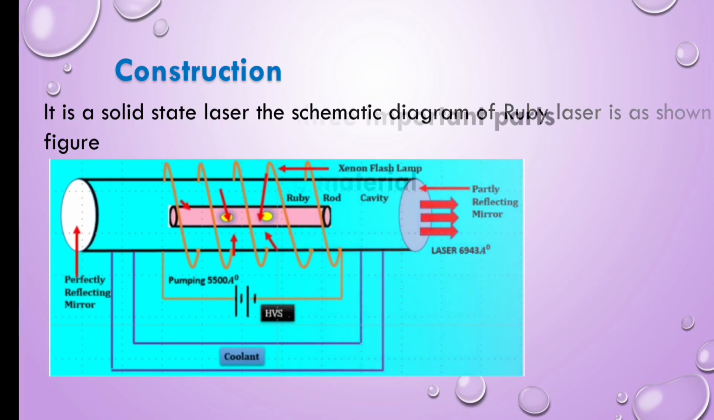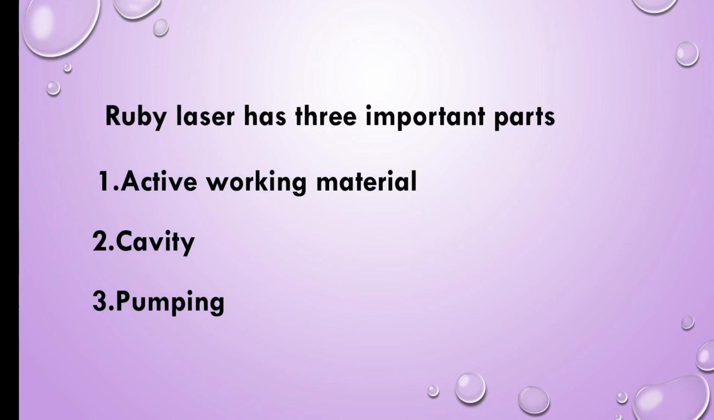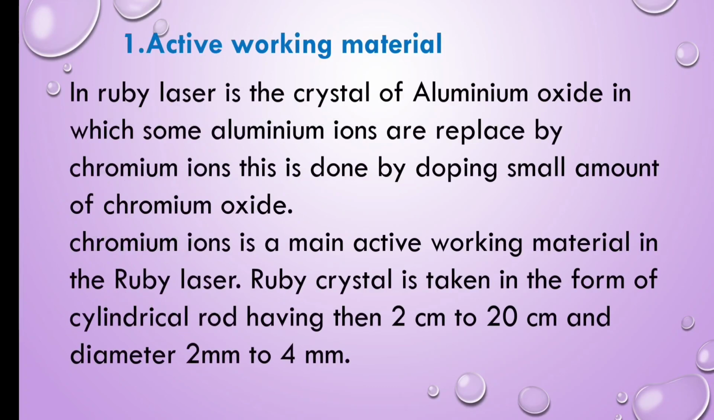Ruby laser has three important parts. First is active working material, second is cavity, and third is pumping. First, we will see active working material. In ruby laser, it is the crystal of aluminum oxide in which some aluminum ions are replaced by chromium ions. This is done by doping a small amount of chromium oxide. Chromium ions are the main active working material in the ruby laser.